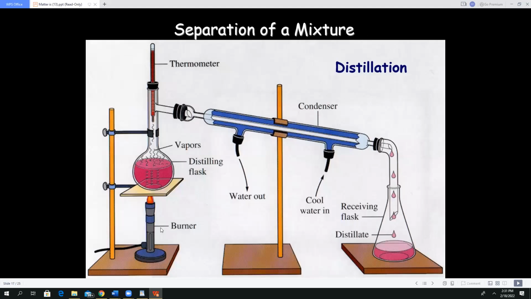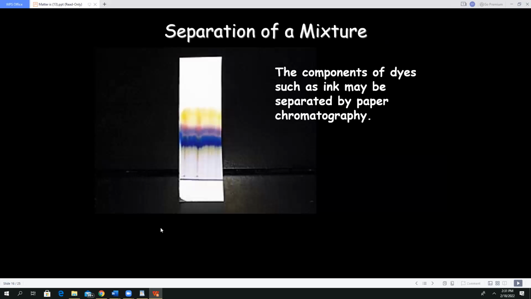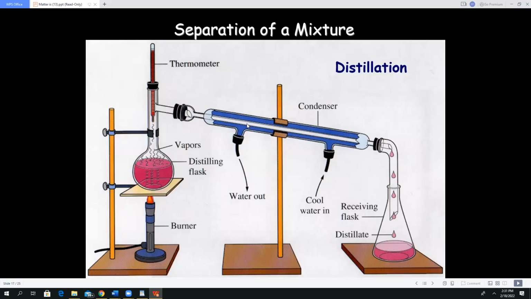Another way to separate it is using distillation. Oh, and in this case, I forgot to mention, everything is soluble in the same solvent. And a solvent is what you're putting things in, and the solute is what you're putting into the solvent. So for example, if you're making salt water, the water is the solvent, the salt is the solute. And of course, the salt water is the solution. Okay, so in this case, you want to separate a solution of something, and you want to actually keep the solute.